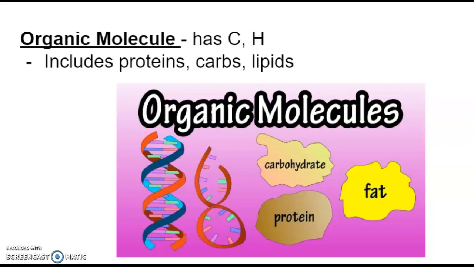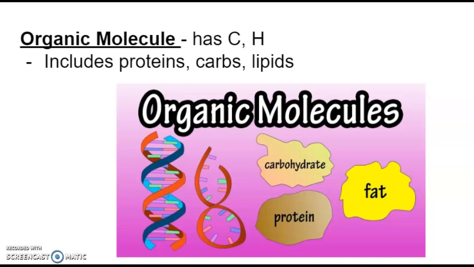So the first thing we're going to take a look at is what is an organic molecule? This whole unit's going to be about the molecules that we eat and what they do for our body. A lot of these molecules we eat are called organic molecules. They're molecules that come from living things. They have a lot of carbon and hydrogen. So by definition, an organic molecule has to have carbon and hydrogen. It can have extra stuff. It can have oxygen, phosphorus, nitrogen, but it has to have carbon and hydrogen.